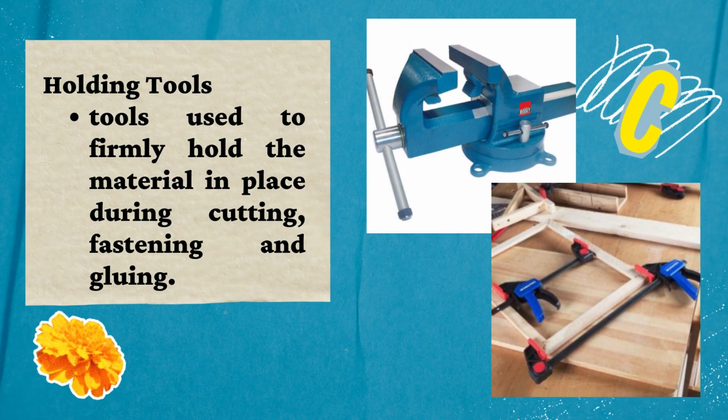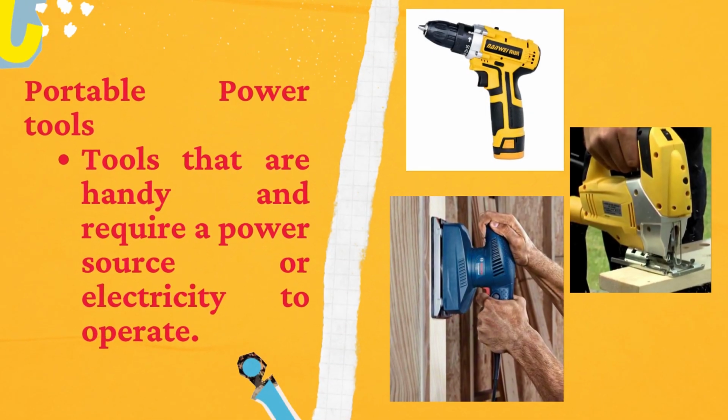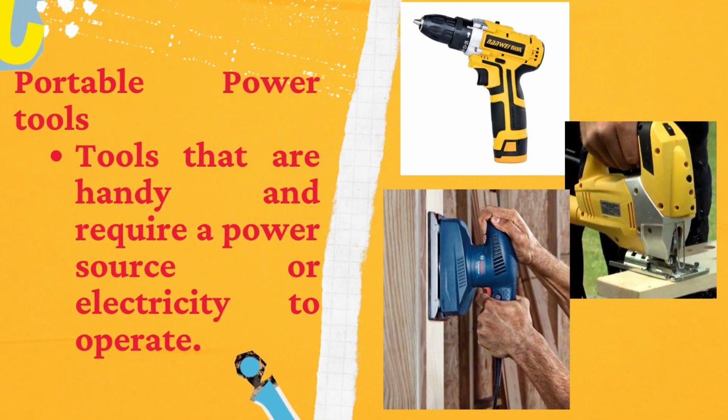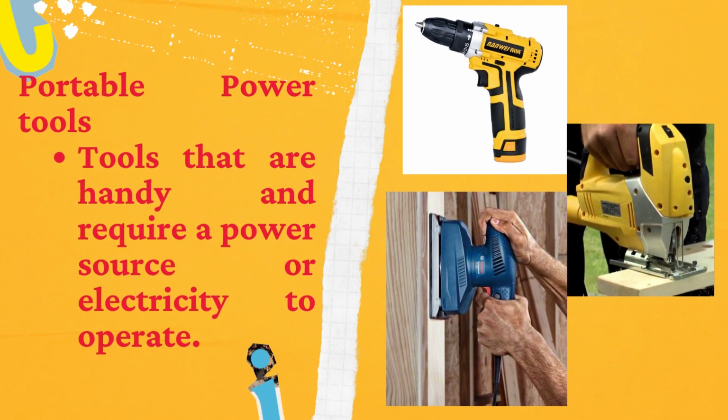Holding tools. Examples are bench vise and bar clamp. Portable power tools. Tools that are handy and require a power source or electricity to operate. Examples are electric drill, jigsaw, and sander.